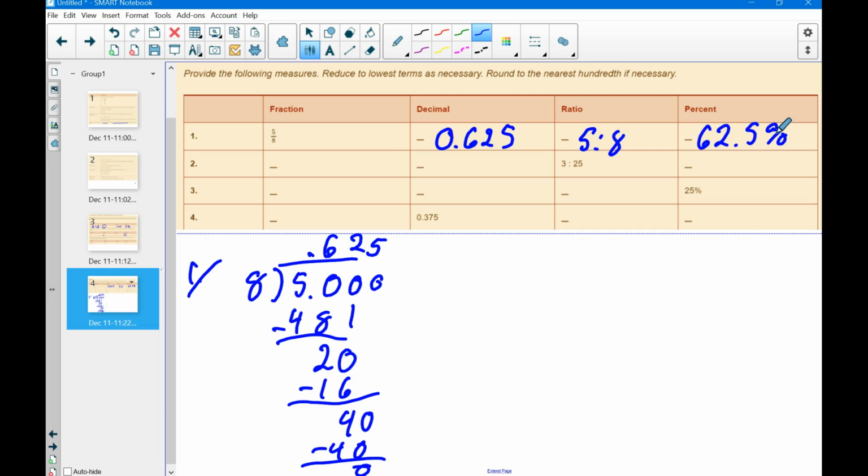So see what I'm doing? I'm not necessarily doing it in order from left to right straight across. I'm doing it the way that makes it the easiest to do. So I'm looking at this ratio one right here, and it says 3 to 25. So I'm going to put 3 over 25 over here as my fraction. Into a decimal, number 2, I'm going to take my 25.